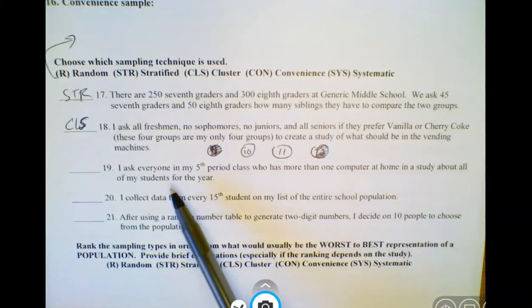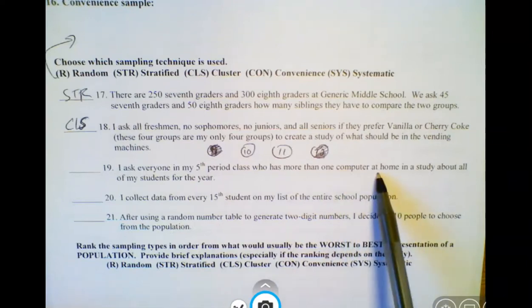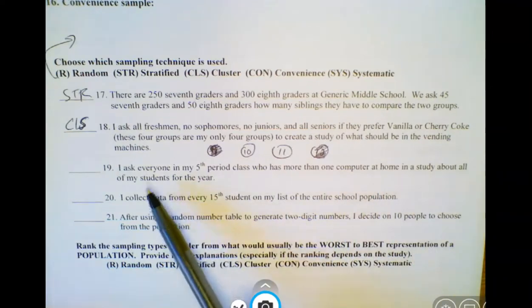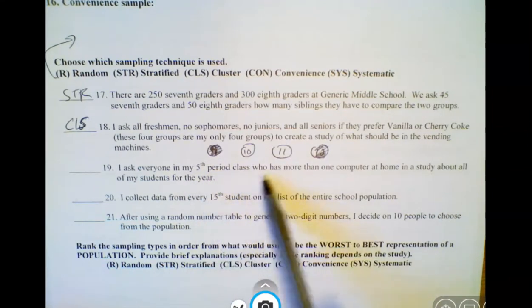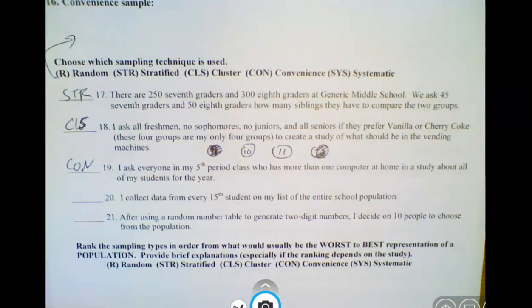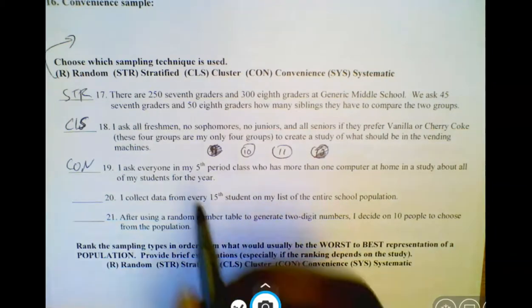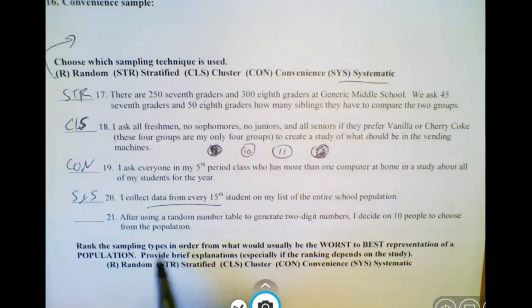Number 19 says, I asked everyone in my 5th period class who has more than 1 computer at home in a study about all my students for the year. So I only asked my 5th period class students to study everyone. This is definitely a convenient sample. So you should have written convenient sample there. Number 20 says, I collect data from every 15th student on my list of the entire school population. Every 15th definitely says it's systematic. This is a systematic sample.